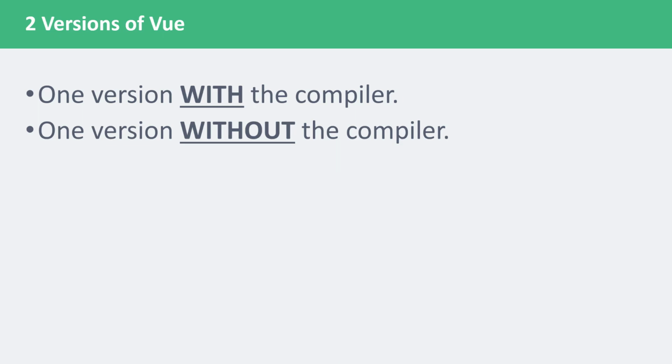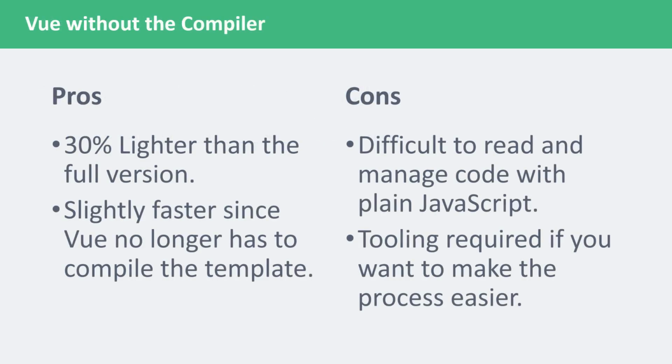The compiler, as we learned previously, is responsible for taking in your template as a string. It'll convert the template into an object for the virtual DOM. Whenever you use the template property or the mount method, the compiler will be used. Throughout this course, we've been using the version with the compiler. Vue grabbed the contents of the element we passed into the mount method and compiled it. However, we do have the choice of using Vue without the compiler.